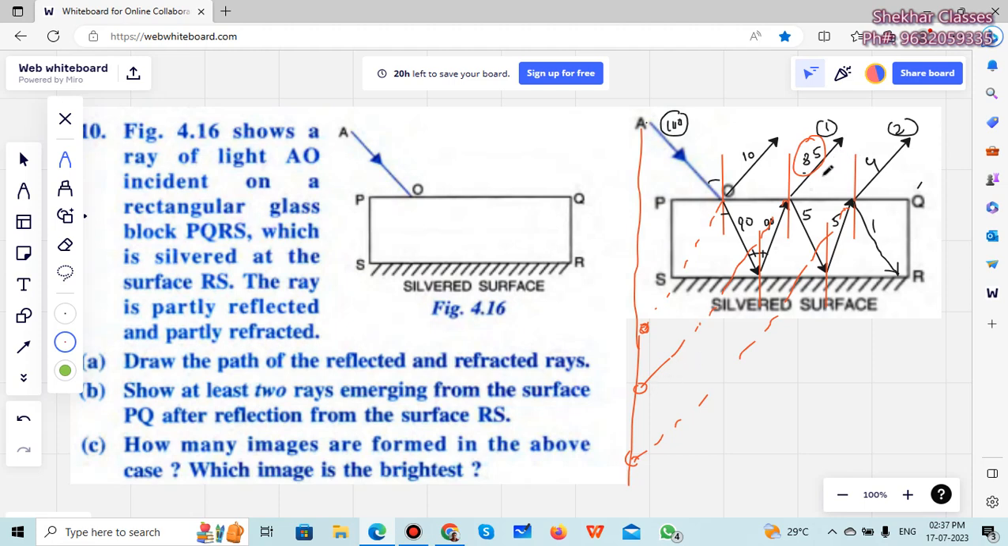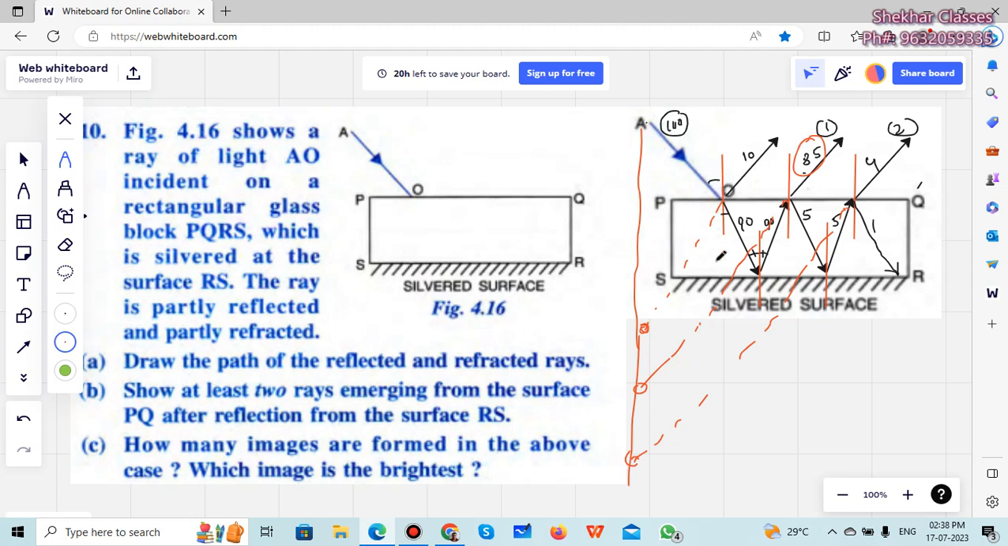So this is the brightest one here. In fact, not the first one, the second ray of light coming from this one. They're asking to show at least 2 rays emerging from the surface PQ, from the surface R after reflection. So these are the 2 coming after reflection from the surface here. This is reflecting from this one.